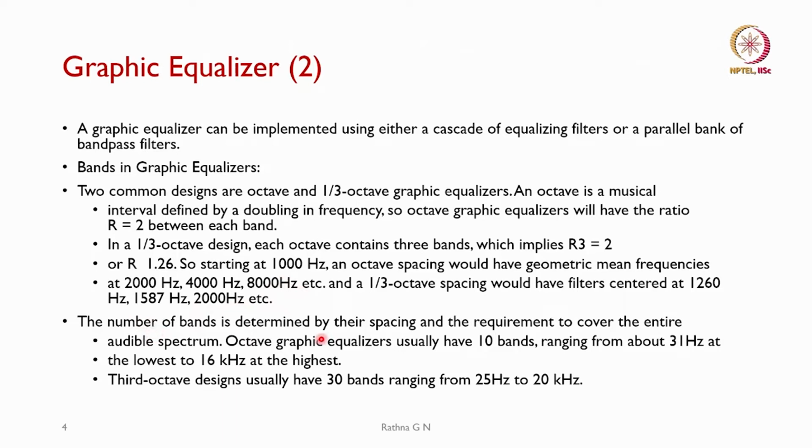The number of bands is going to be determined by the spacing and the requirement to cover the entire audible spectrum. Octave graphic equalizers usually have 10 bands ranging from about 31 hertz at the lowest to 16 kilohertz at the highest. The third octave design usually has 30 bands ranging from 25 hertz to 20 kilohertz. You will see how the difference of frequencies or bands you have to select in your design.